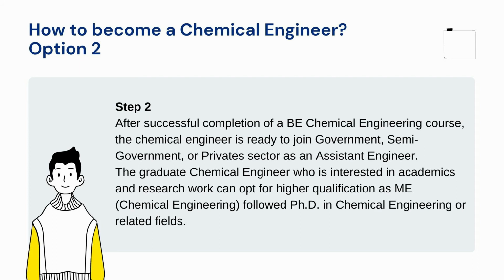Step 2. After successful completion of a B.Tech chemical engineering course, the chemical engineer is ready to join government, semi-government, or private sector as an assistant engineer. The graduate chemical engineer who is interested in academics and research work can opt for higher qualification as M.E. in chemical engineering, followed by a PhD in chemical engineering or related fields.